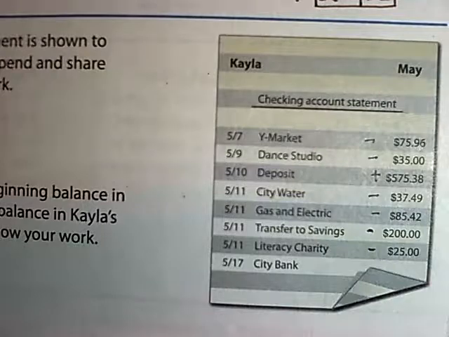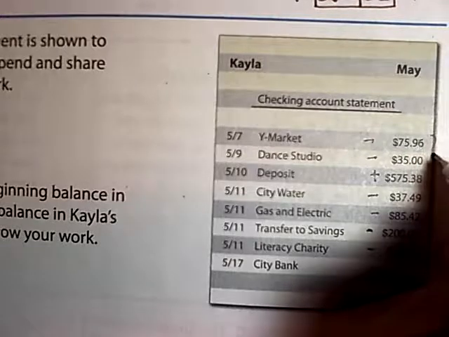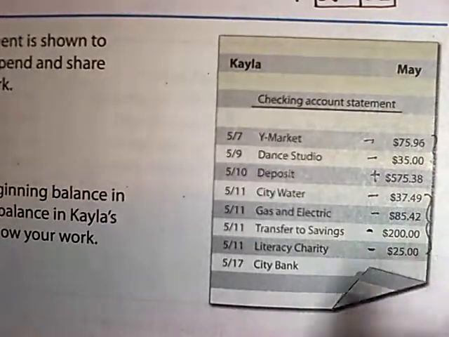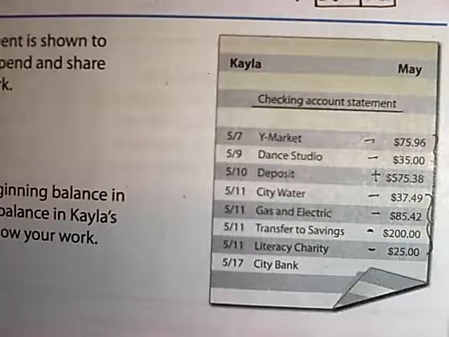So how much did Kayla spend and share through May 11th? So you're going to add this together and this together. You leave the deposit out because they're not asking you how much did she deposit. They're asking how much was pulled out of her account.